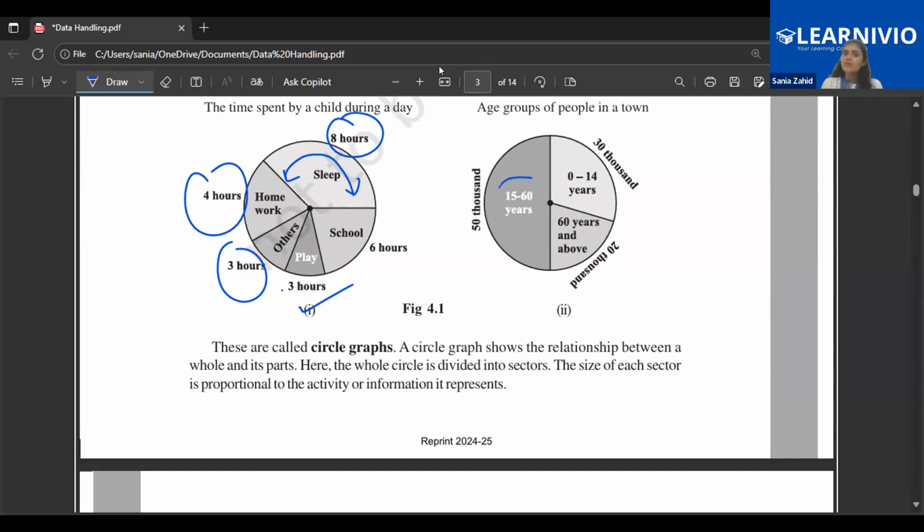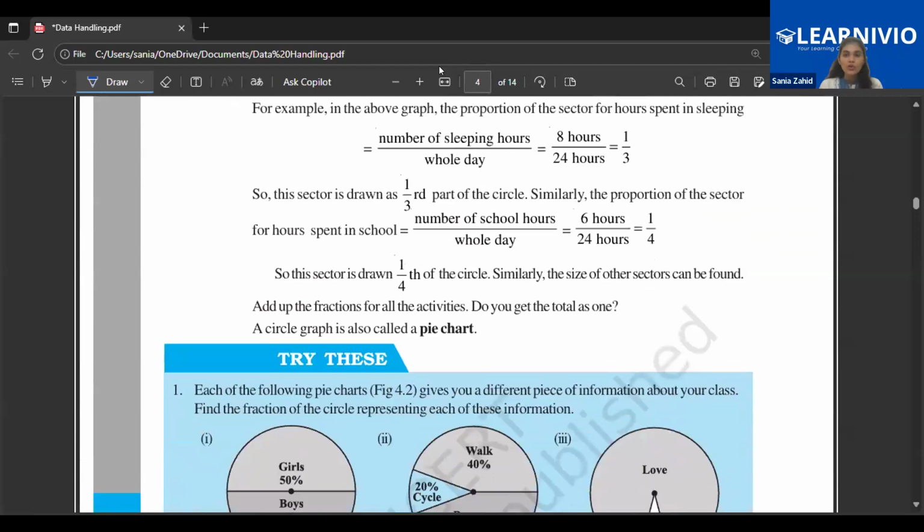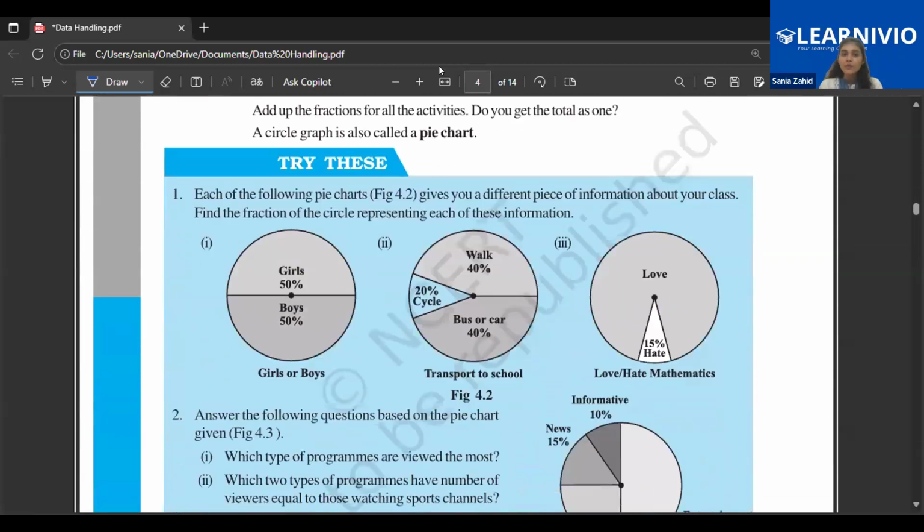Similarly, take the age groups of the people in a town. For example, 50,000 people belong to 15 to 60 years. The other 30,000 belong to 0 to 14 years, while 20,000 of the population is 60 years and above. Again, this is 50% of the population, so half of the graph is given to that age. Now, how are you going to work with these graphs?